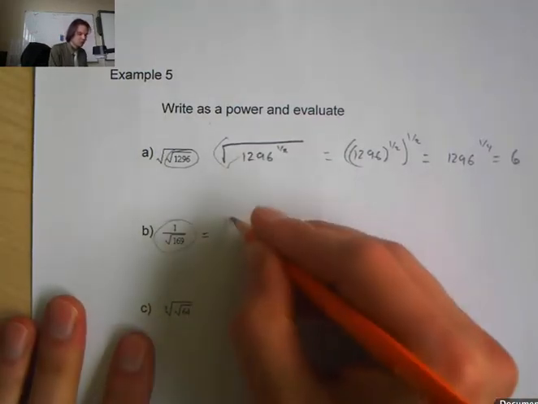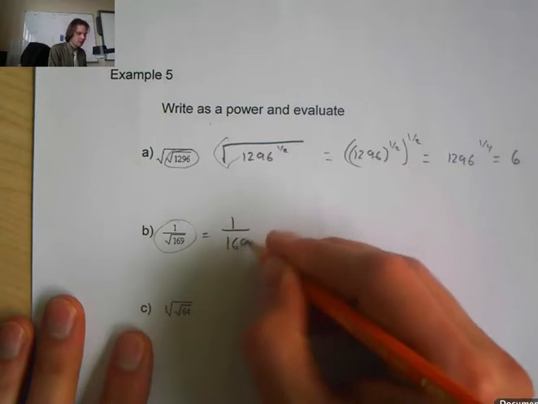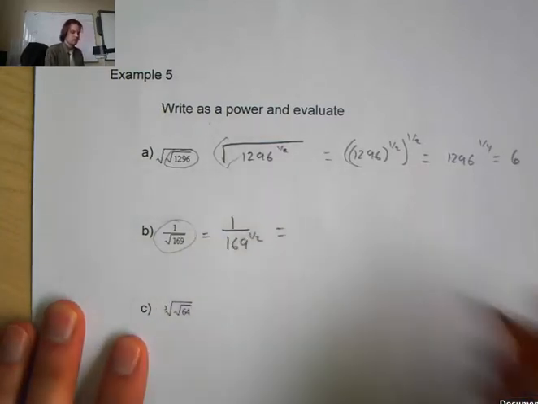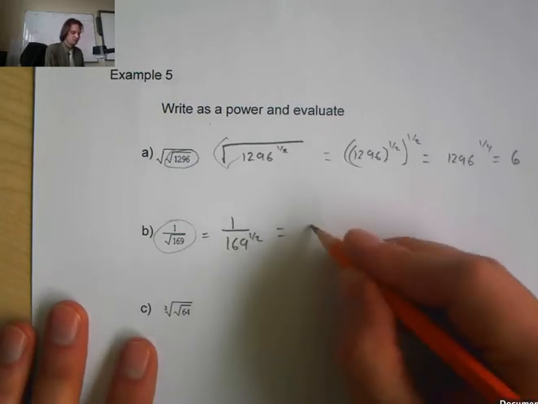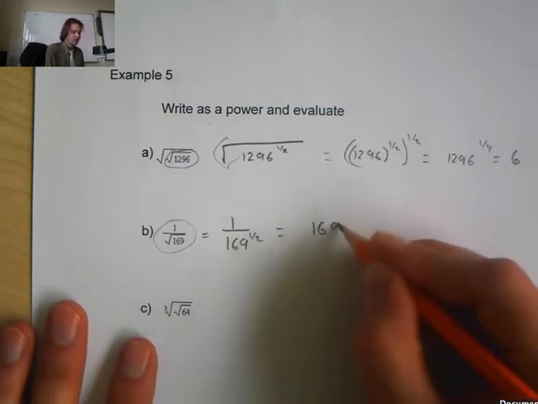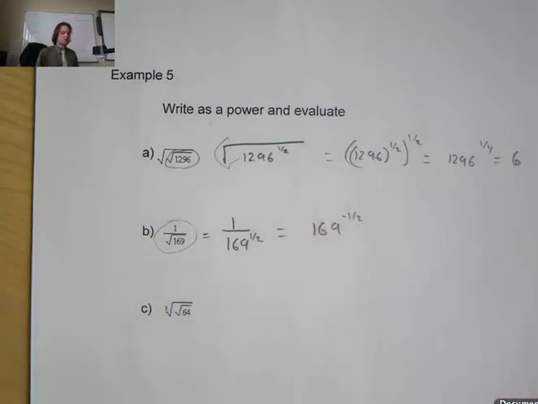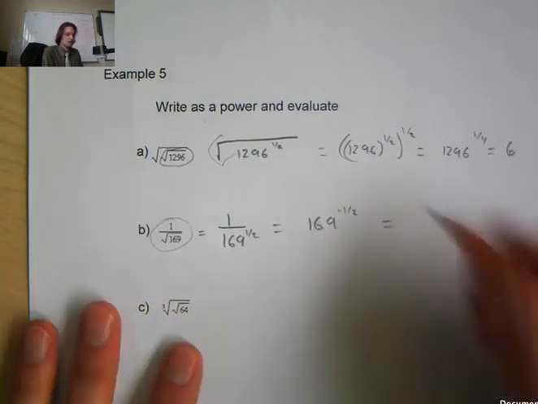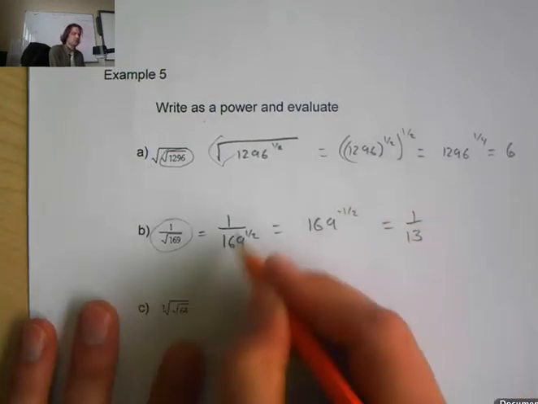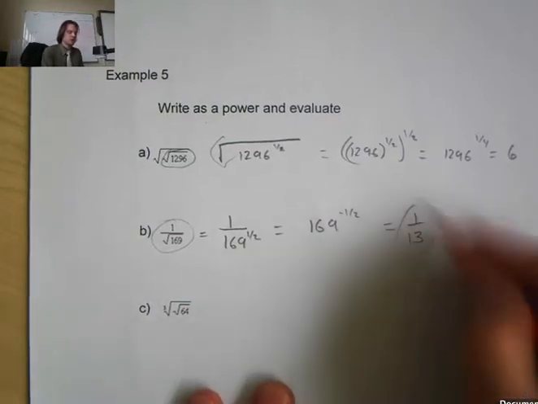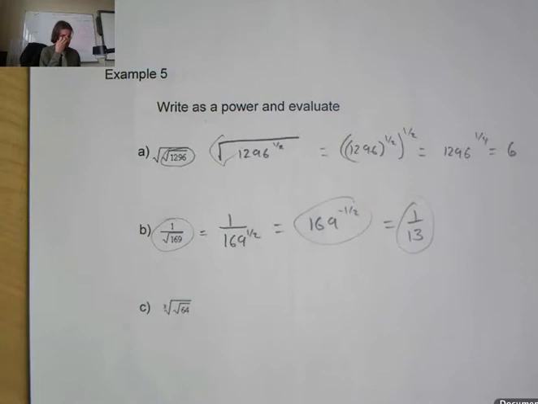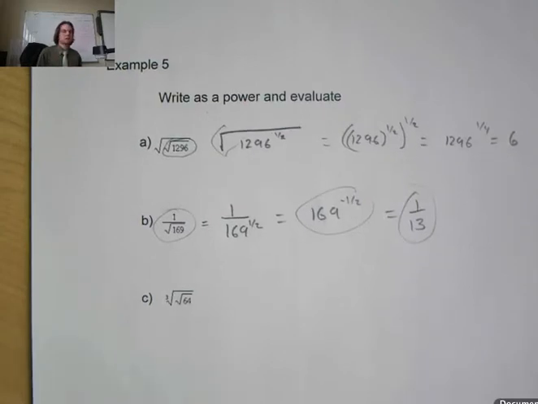So this is the same thing as 1 over 169 to the 1 over 2. So that's going to be 169 to the negative 1 over 2. Now, this here is the same thing as 1 over 13, because the square root of 169 is 13. This is probably your best answer. Going to the negatives doesn't really help. Normally we want them as a positive exponent anyway.